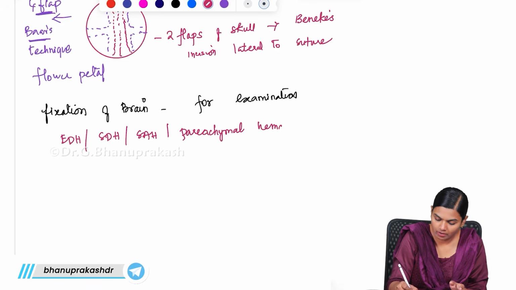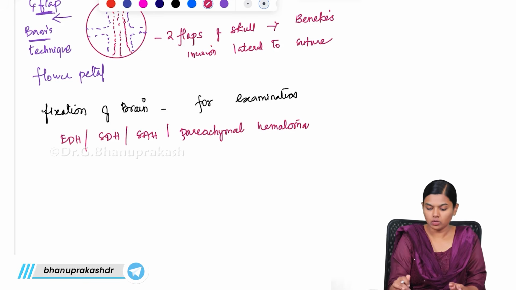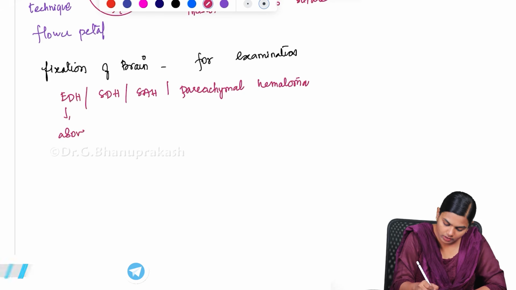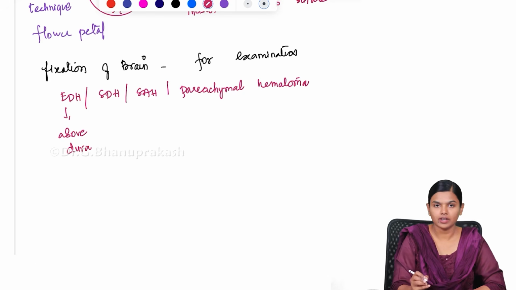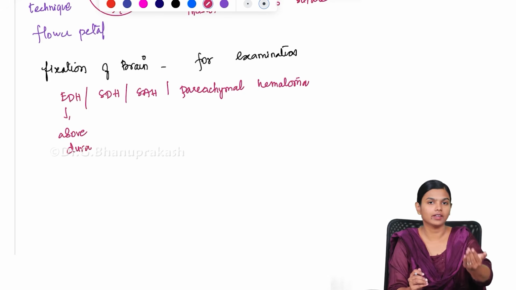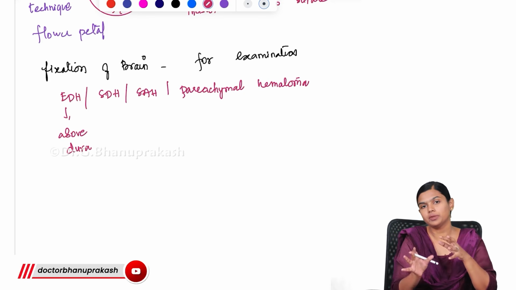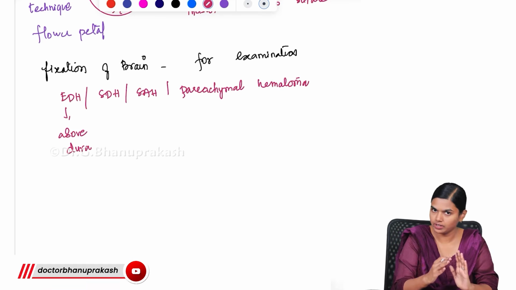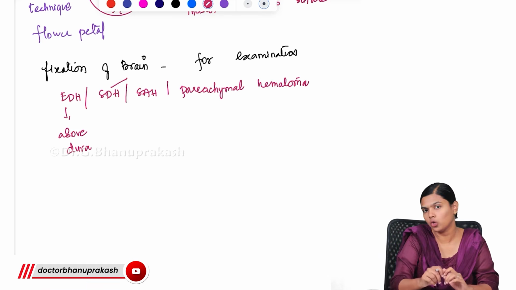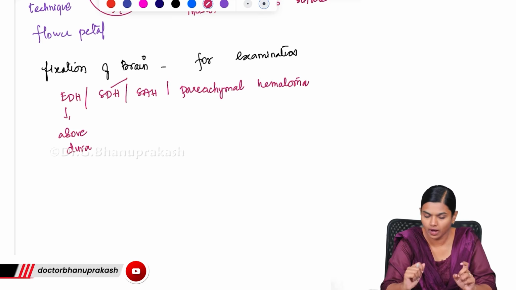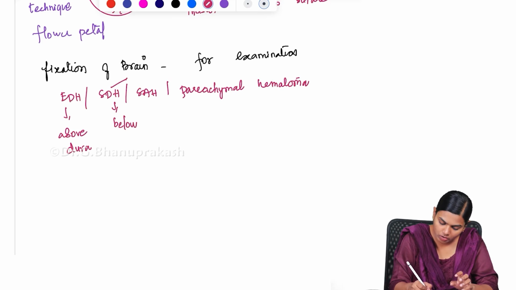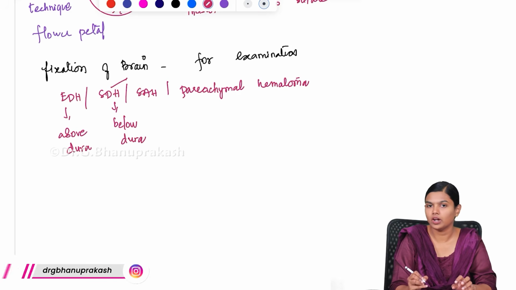This thing we have to know for sure. So what happens is that if it is above the dura, then it is a case of, like dura, you will have that shiny layer over the brain. If the hematoma is present over that, then you can say that it is an EDH. And if it is present beneath the dura, after opening the dura, if you are seeing any hematoma, then you can say it is an SDH. So it is below the dura. After opening the dura, you can see.